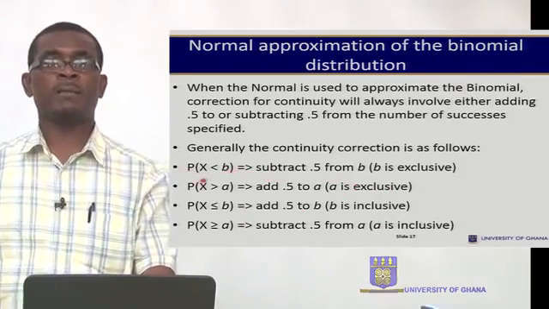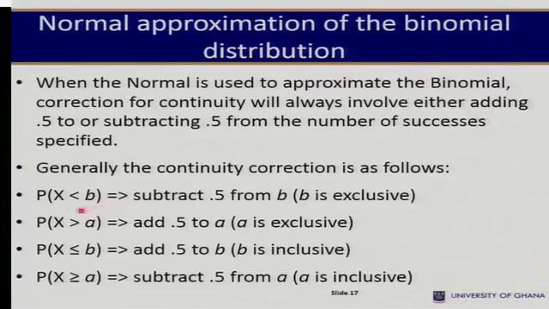If in the binomial, you were solving the probability of x being less than a certain value, then what you should do is to subtract 0.5, because the value b is not included, right? And then when you say probability of greater than, you add 0.5, because the point a is exclusive. Probability of x less than or equal to b, you have to add 0.5. But if it says probability of x is greater than or equal to a, you subtract 0.5, as we just did. So this is how you deal with the correction for continuity.